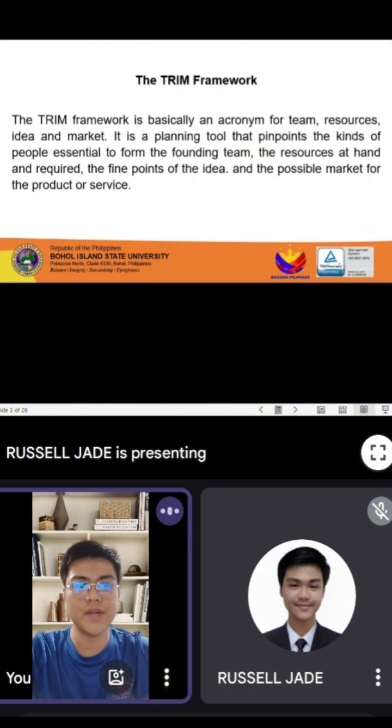So, what is the TREAM framework? The TREAM framework is basically an acronym for team, resources, idea, and market. It is a planning tool that pinpoints the kinds of people essential to form the founding team, the resources at hand and required, the five defined points of the idea, and the possible market for the product or service.